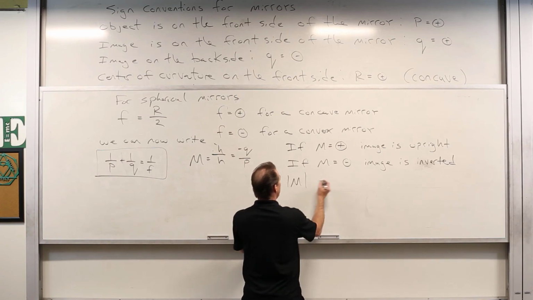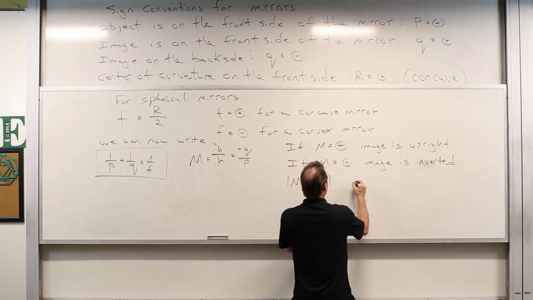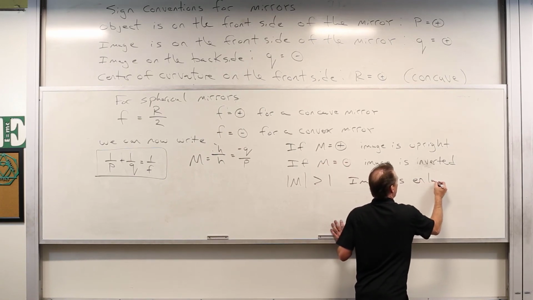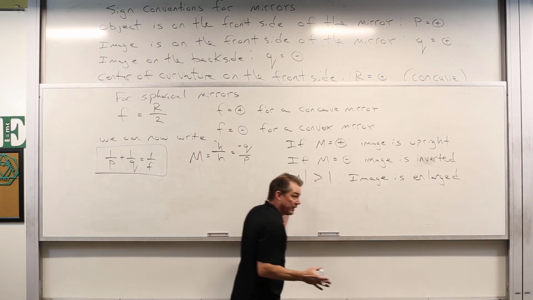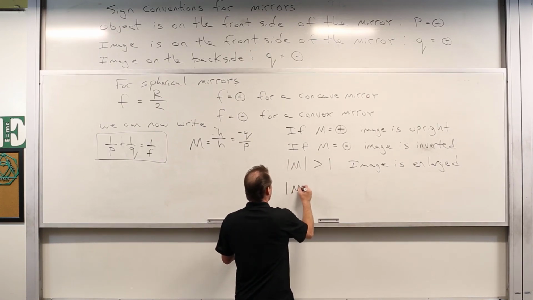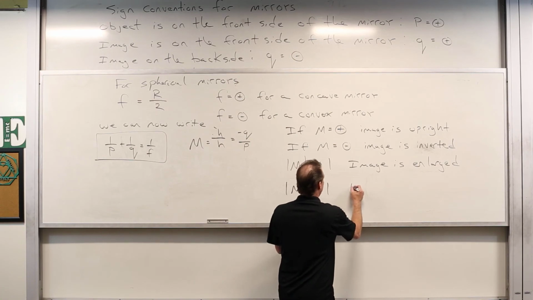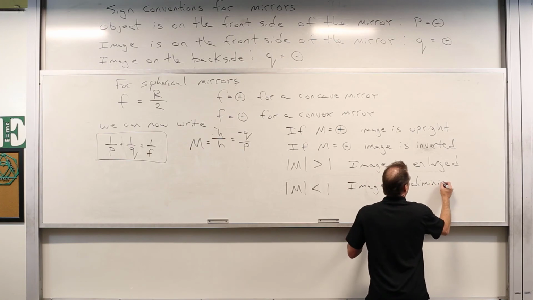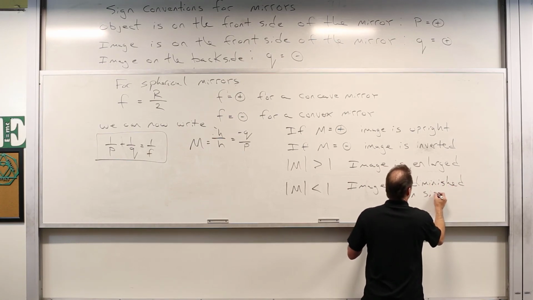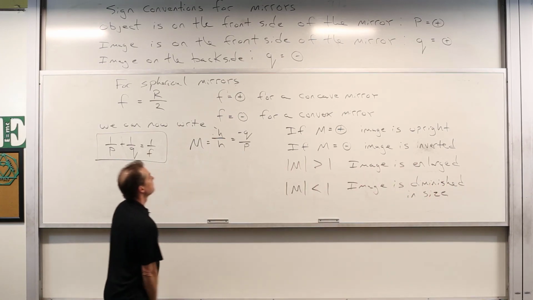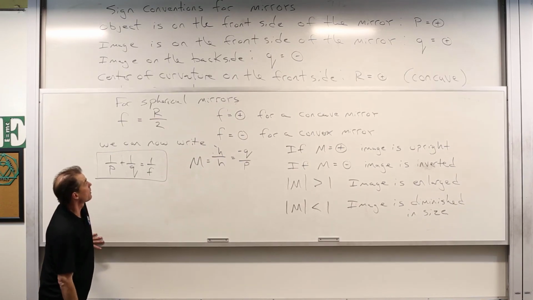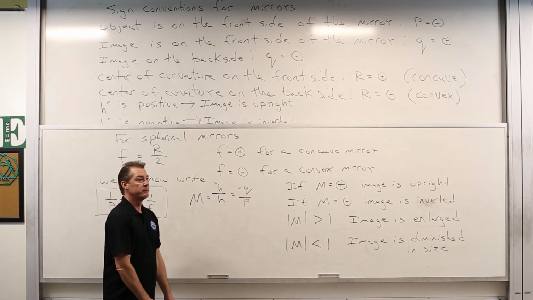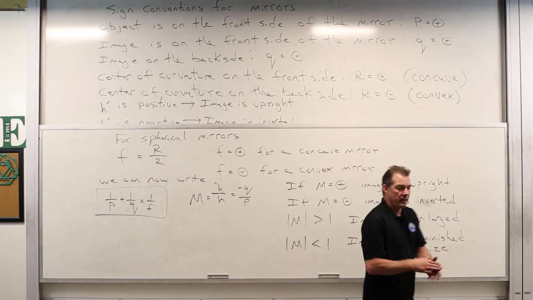If the absolute value of M is greater than 1, the image is enlarged, bigger than the object. And if the absolute value of M is less than 1, the image is diminished in size. That pretty much sums up all those sign conventions and the correlations between certain signs and certain quantities. All right, so that'll be it for now.